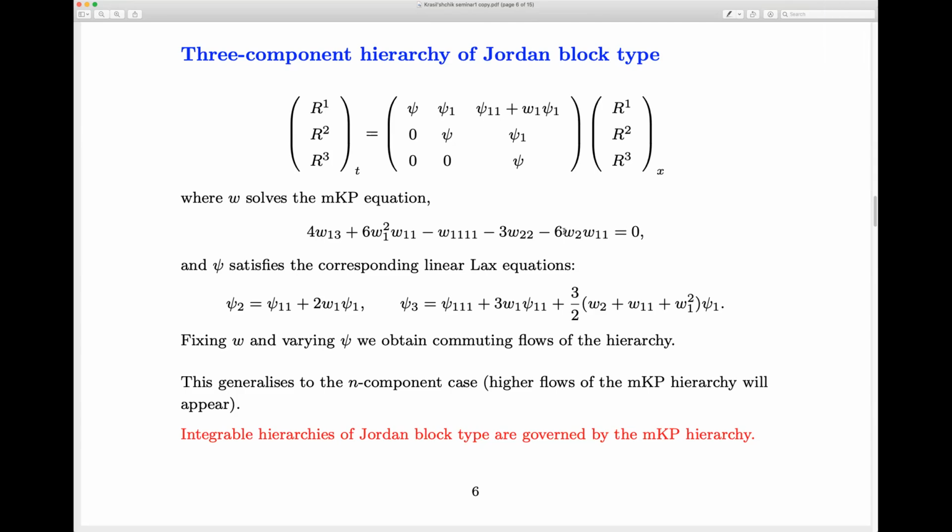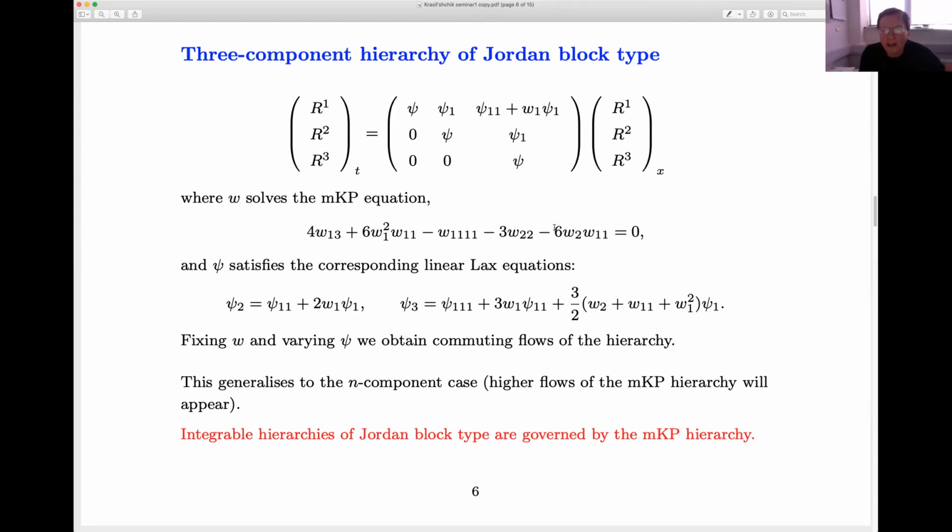I'm sorry. Do I understand correctly that this MKP is the condition for the flows to commute, yes? Eventually, yes. I'm just telling you the construction. It's not how it was obtained. I'll explain the construction and then I'll say a few words.